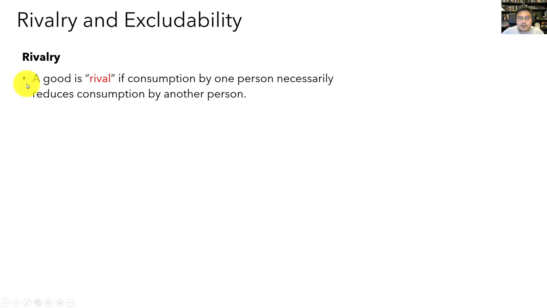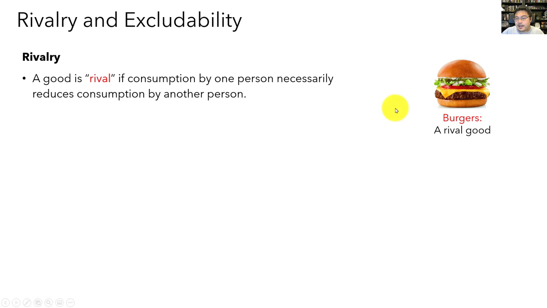All right, let's start with rivalry. A good is said to be rival if consumption by one person necessarily reduces consumption by another person. So a hamburger is an example of a rival good, because if Jack consumes a hamburger, then Jill cannot also consume the same hamburger. So Jack's consumption reduces Jill's consumption, and the hamburger is rival.